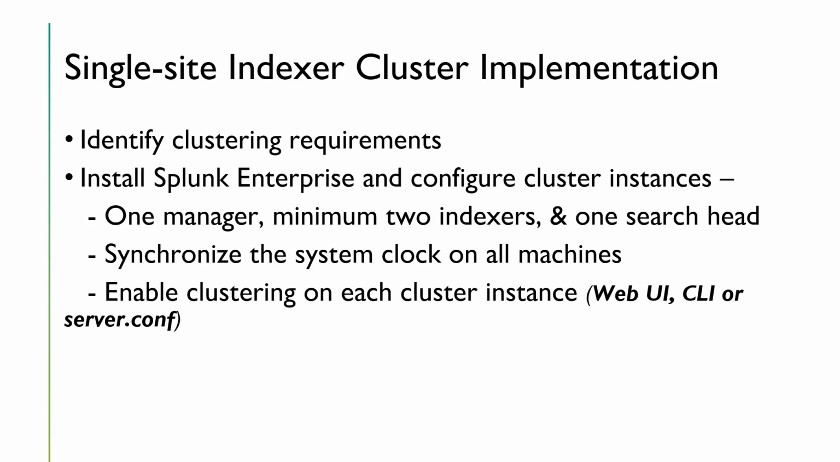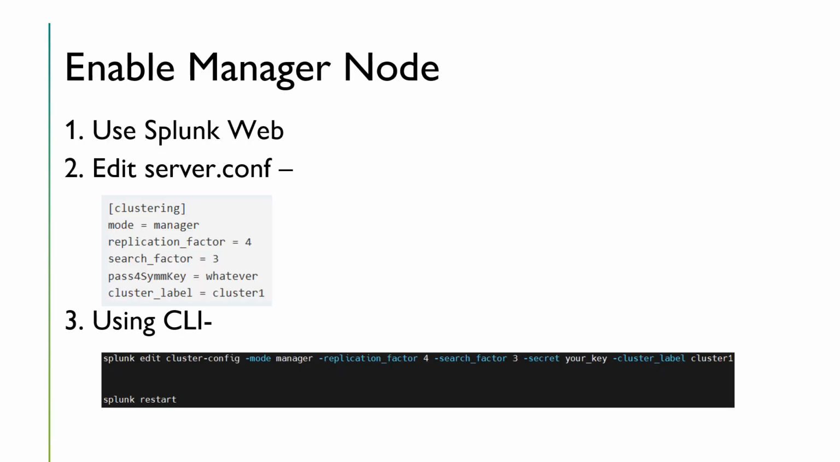Obviously you can have multiple peer nodes, and you can later on set up search head clustering as well, so you can have multiple search head instances. Just make sure that your system clock is synchronized across all instances participating in the cluster. There are various ways to enable indexer clustering, and there are differences in implementing single site and multi-site clustering. Single site clustering can be enabled using the web UI, CLI, or server.conf. As I said, clustering can be enabled using Splunk Web, by directly editing server.conf, or using the CLI. These are the ways to enable all three kinds of nodes: manager node, peer node, and search head.